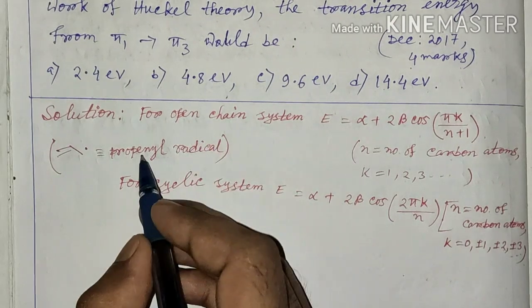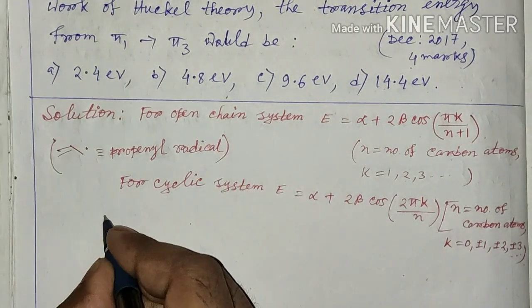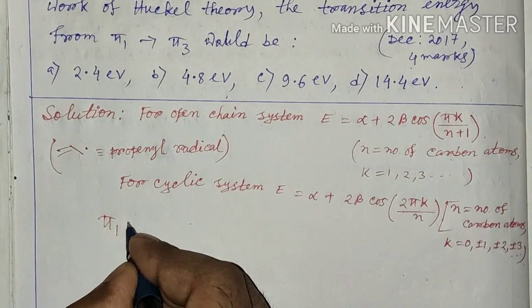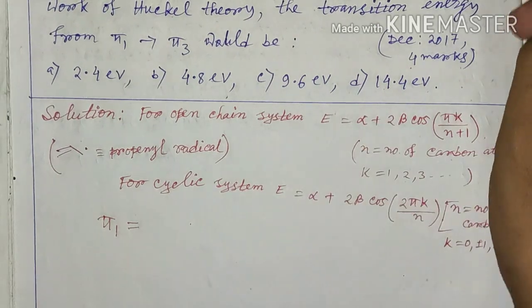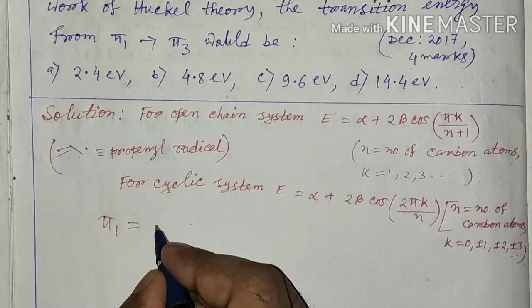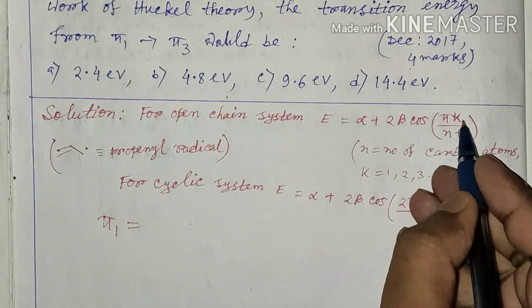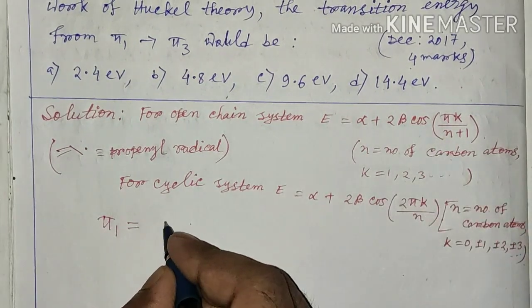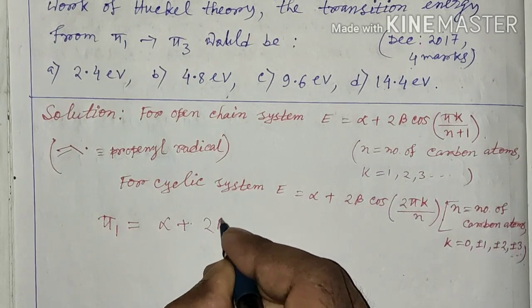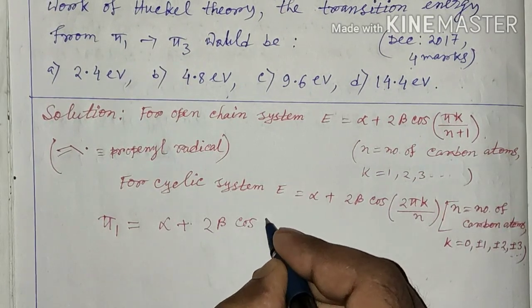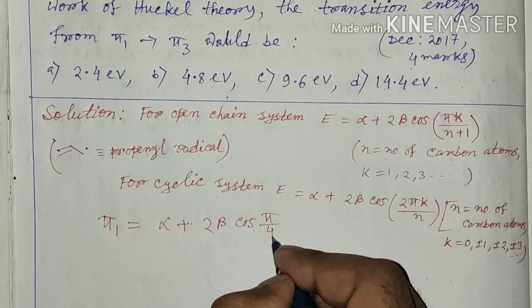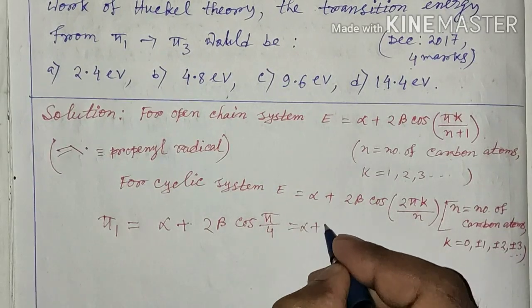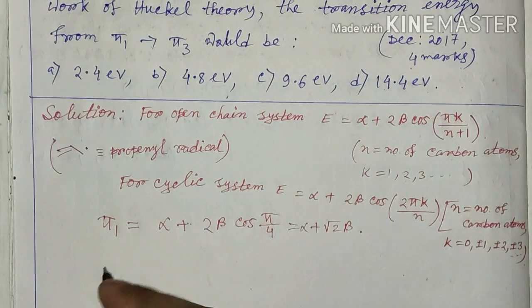Now since propenyl radical is an open chain system, we can calculate the different energy levels. As pi 1 is the ground state energy, it can be calculated by putting k equal to 1 and n equal to 3 for propenyl radical. Cos pi by 4, it will be alpha plus root 2 beta.